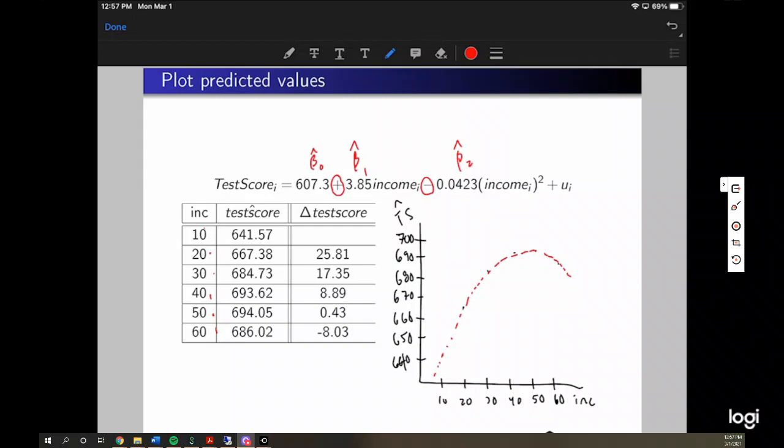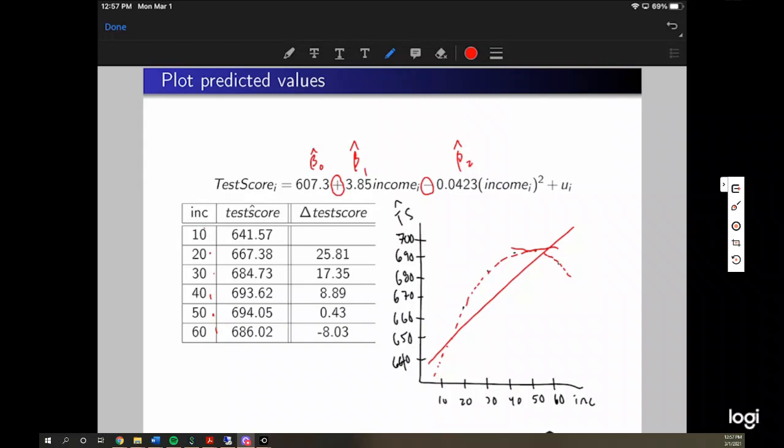And you see that we get this nice quadratic function. So it's trending upwards, and then it comes to a peak here, and then it starts to trend back downwards. And so that's what this income squared term is doing for us. If we didn't have that in there, then we would get some linear function like that.